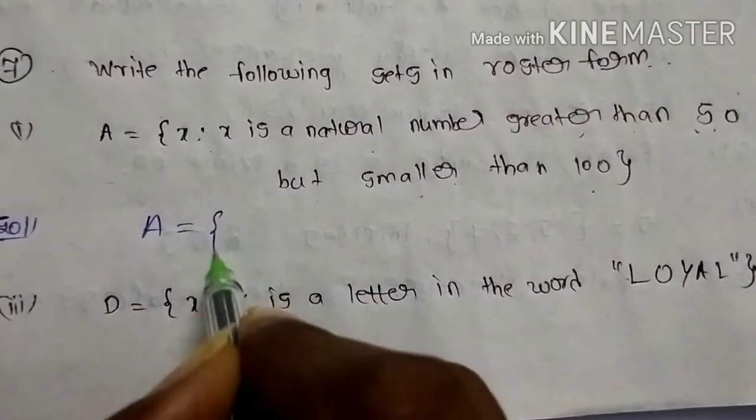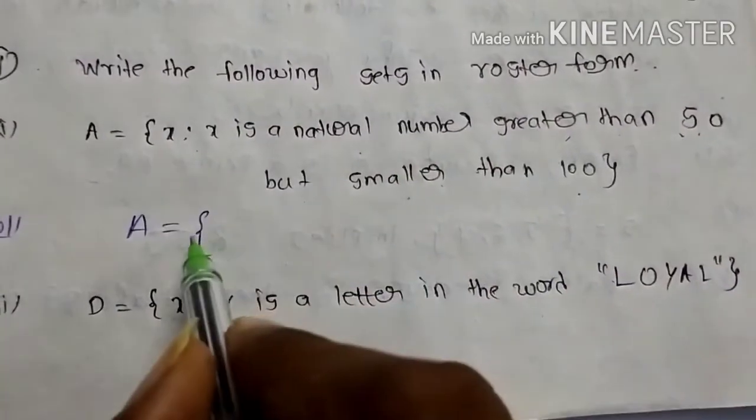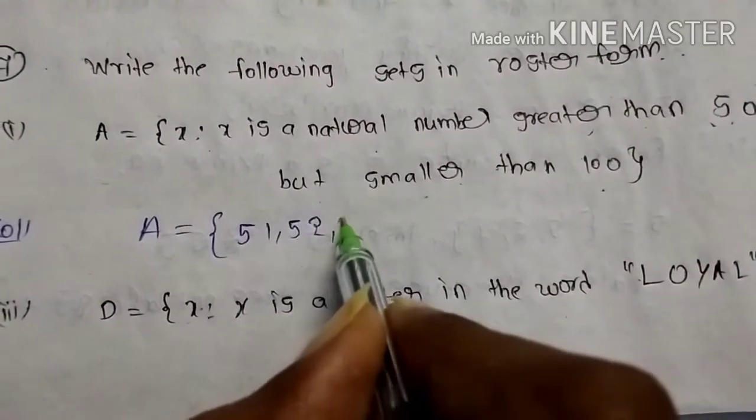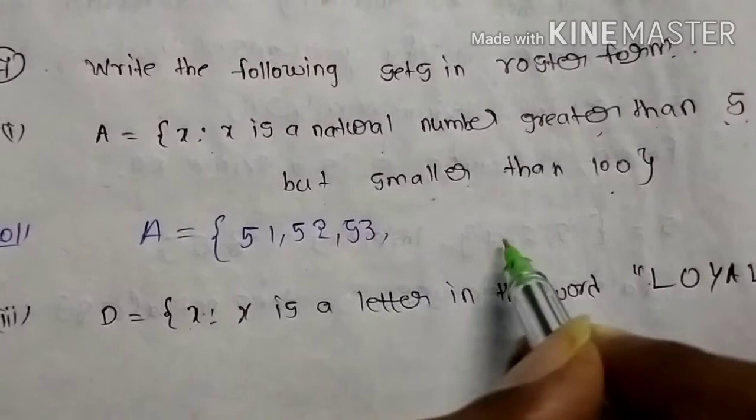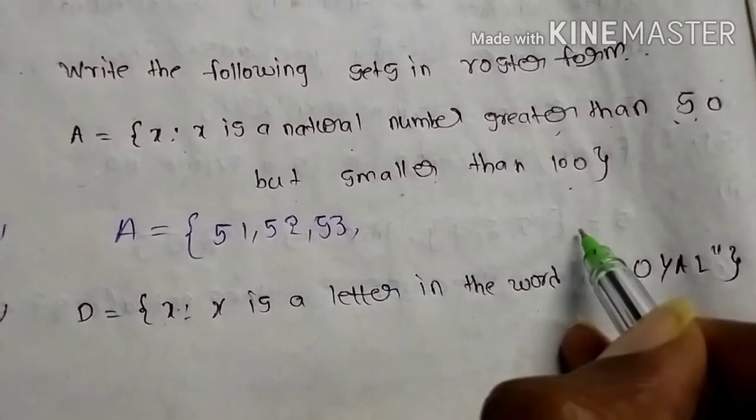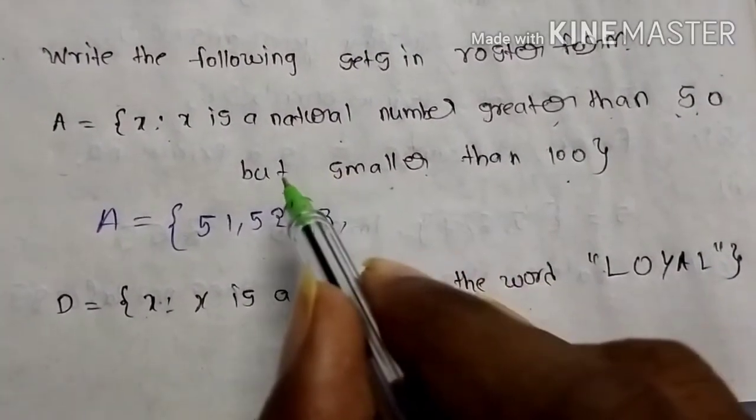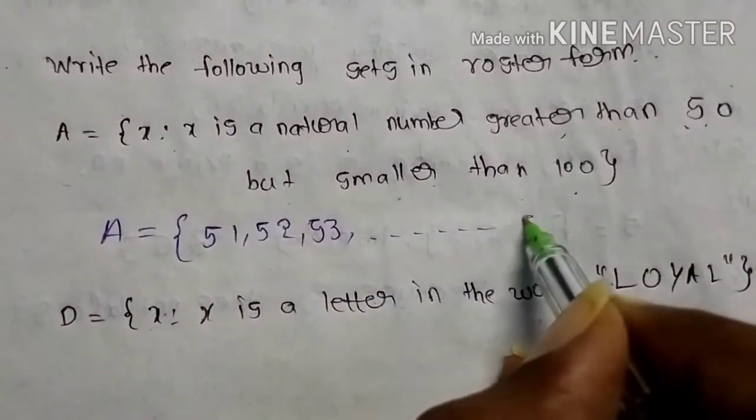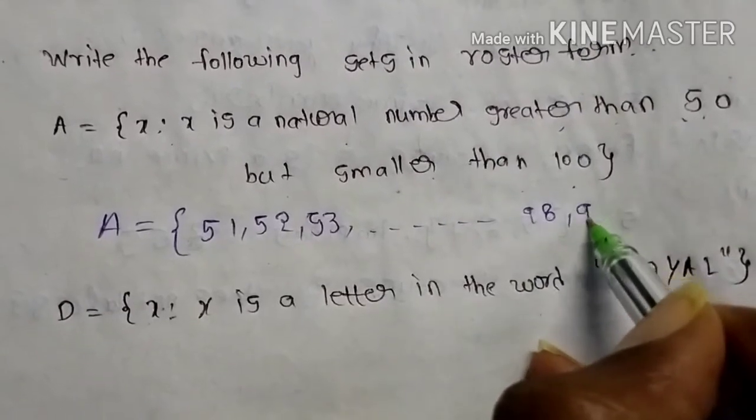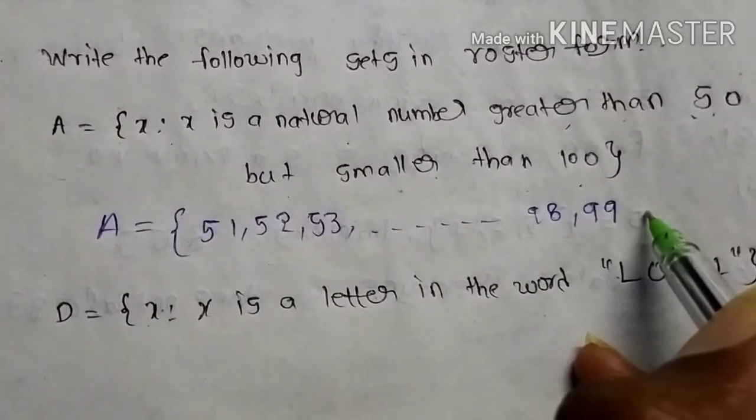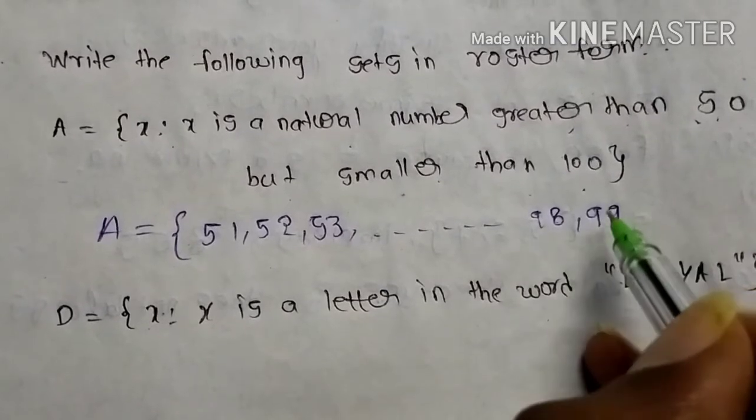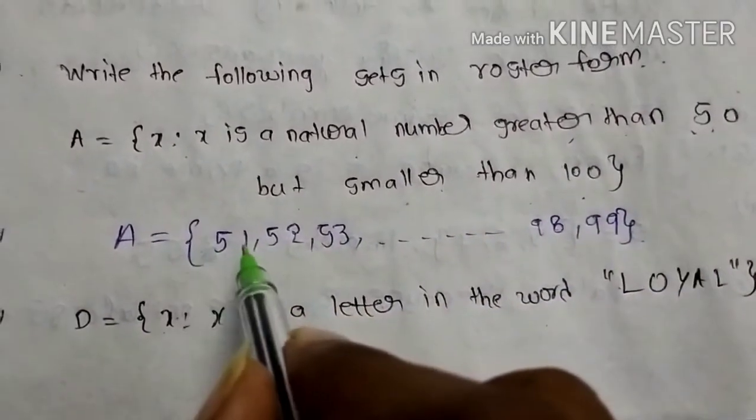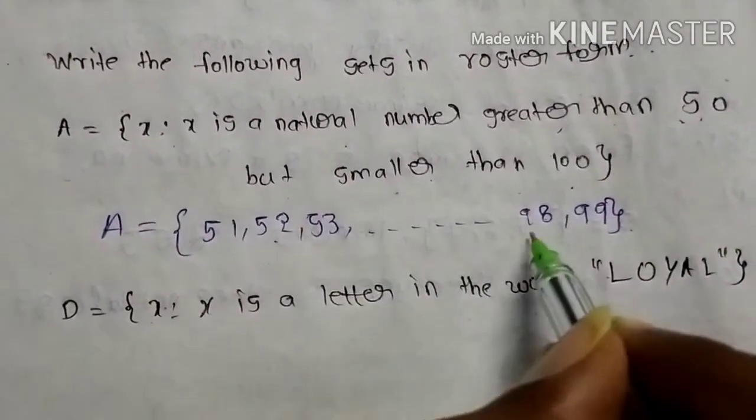You can write here it is greater than 50 means don't take 50. You know the next number will come 51, 52, 53. There are so many numbers available. Yes or no? We cannot represent all here, so I will write up to but smaller than 100. That means we need to write here 98, 99. Can I take 100? No, don't take 100. Why? Because it is smaller than 100. So your answer is completed. See, these are all natural numbers greater than 50 but smaller than 100.